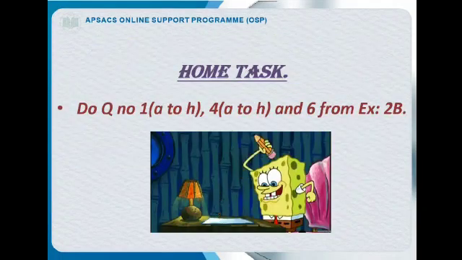Now this is the time for home task. Do question number 1 from A to H parts, question number 4 A to H parts, and question number 6 from exercise 2B. Right, students?